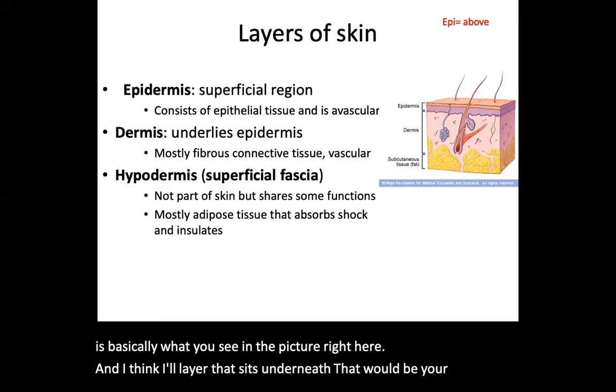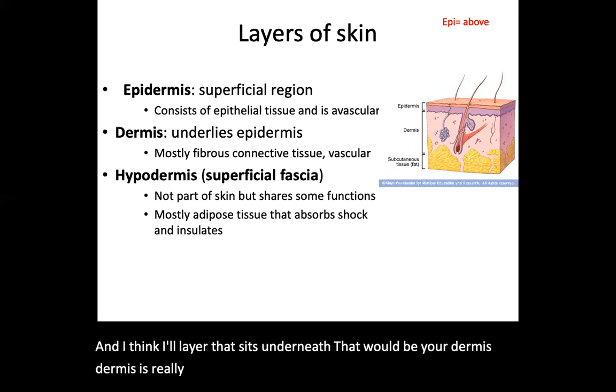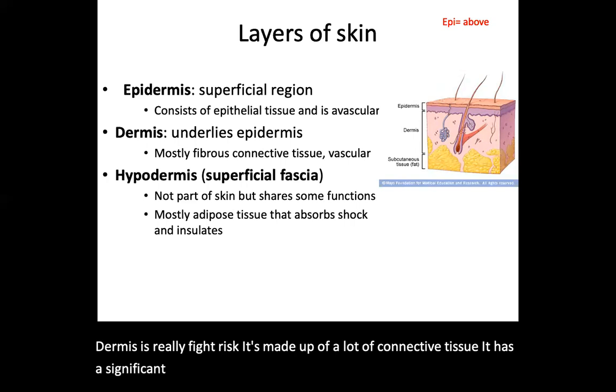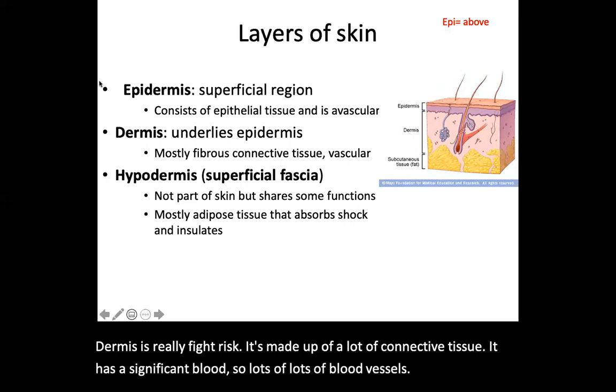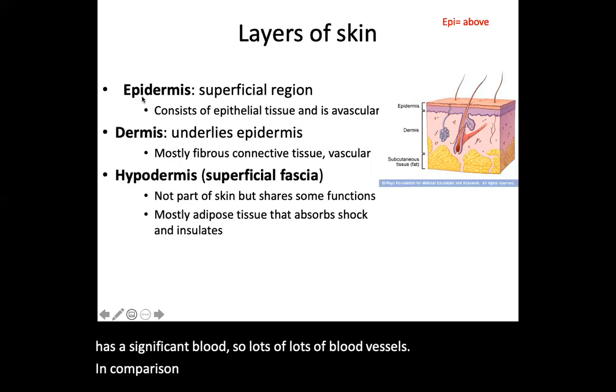Dermis is really fibrous. It's made up of a lot of connective tissue. It has a significant blood flow, so lots and lots of blood vessels. In comparison, your epidermis has no blood vessels, and you can think about it this way.